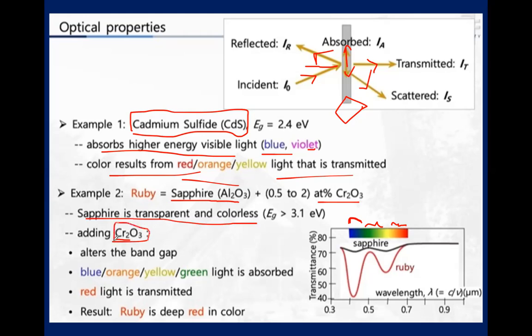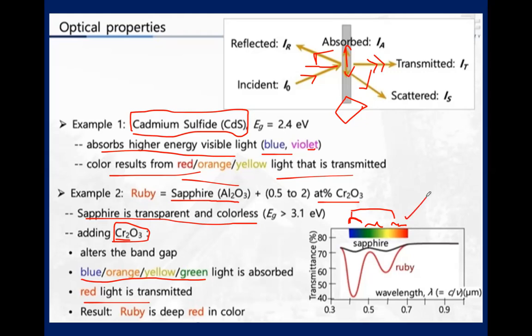Chromium is present, it absorbs these colors, blue, orange, yellow, green, like all the wavelengths are absorbed. This range is absorbed, right? From a longer range, right? From here to here is absorbed, okay? All these things are absorbed, but red is transmitted. Red is allowed to transmit like here, right? Red is transmitted, that means this one is transmitted.